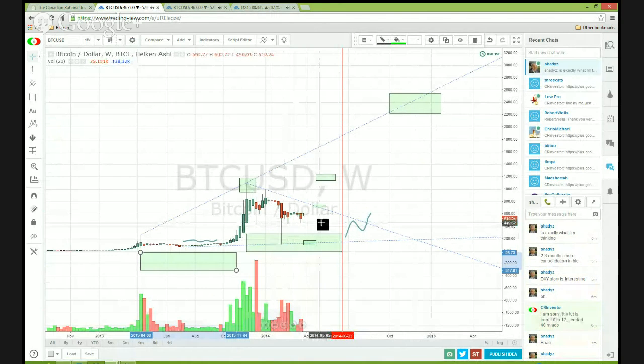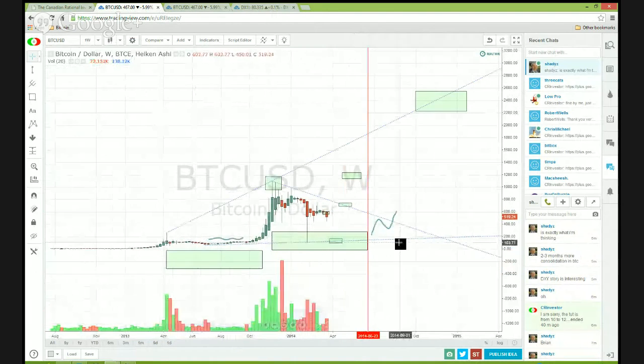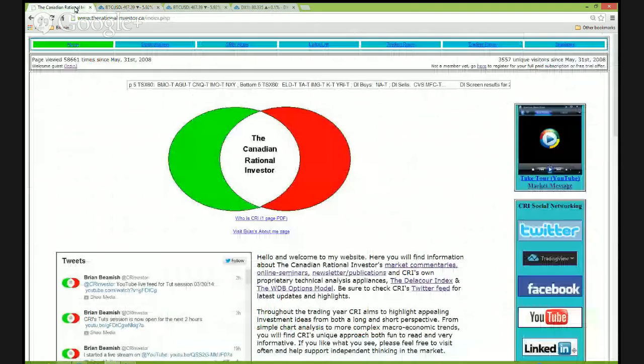Fundamental story's great. Now, if you look at the technical story, I'm looking at this BTCE weekly, and I can see a couple technical problems. So right now, the fundamentalists are saying one thing, but the technicians are saying something completely different. I get what you're saying.